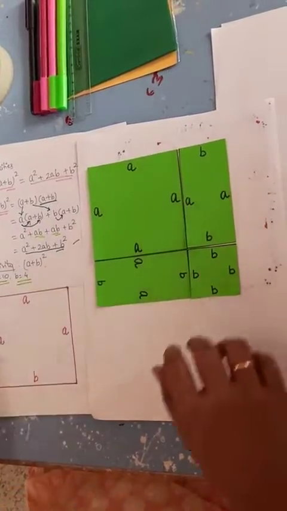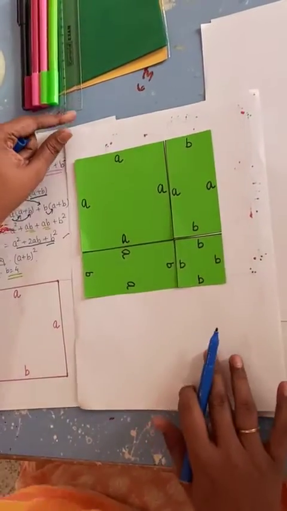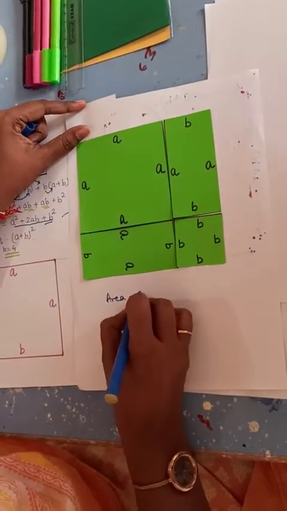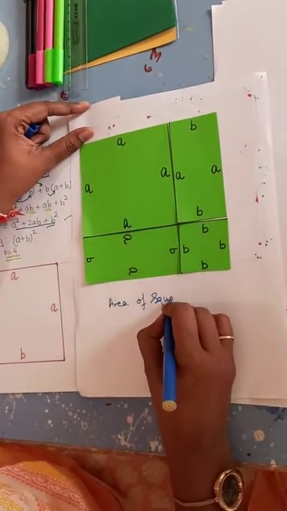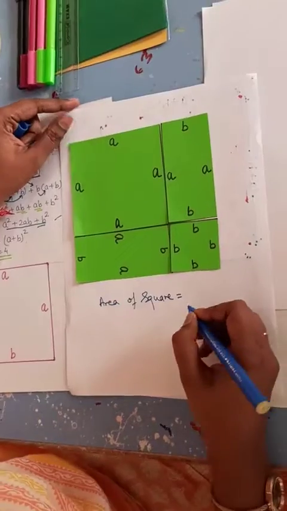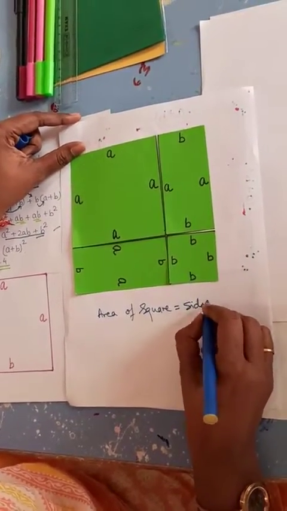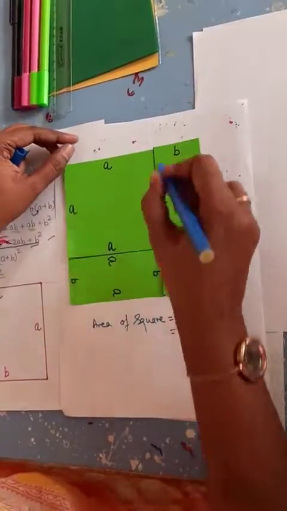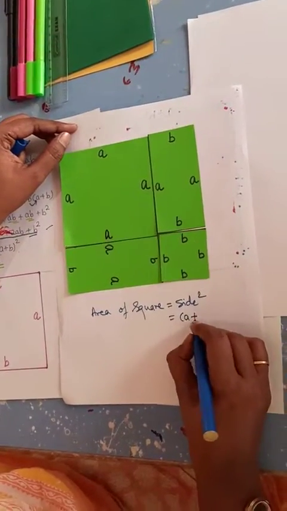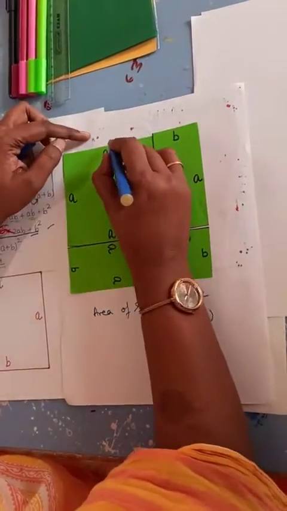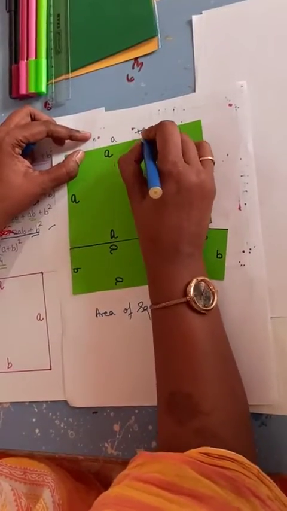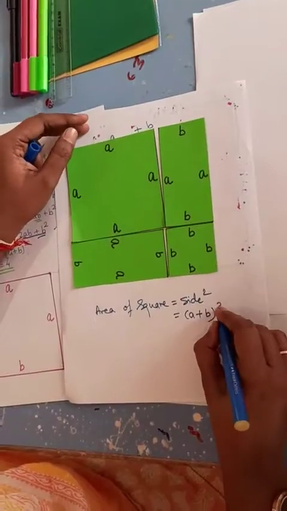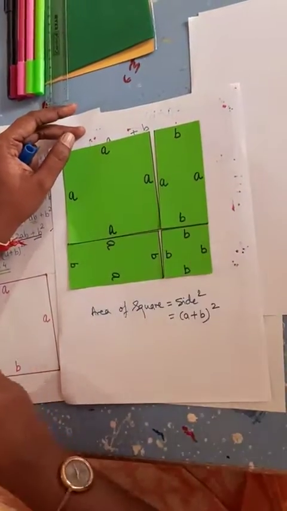Now students, give me an important answer. Now this figure is a square. What is the formula for the area of a square? We know that it is side square. So what is the length of this side? This was A plus B. Right or no? This is A and this is B. So I can write A plus B. A plus B the whole square. This is the area of this full square.